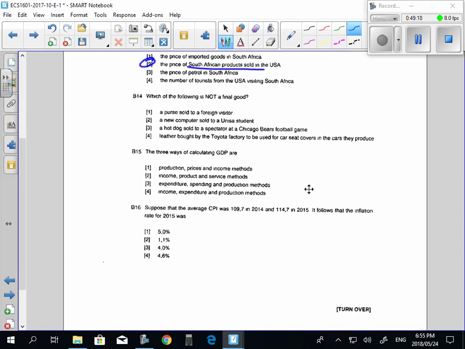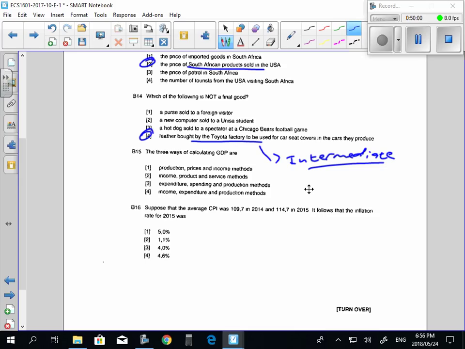Which of the following is not a final good? It would be leather bought by Toyota because it is used in the production of other goods. So remember, this would be your intermediate products. Intermediate products are used in the production of other products. Capital goods are used to produce other products. So the capital good in the Toyota factory would have been the welding machine. The welding machine is used to produce cars for Toyota, whereas leather is used in the production of a car.